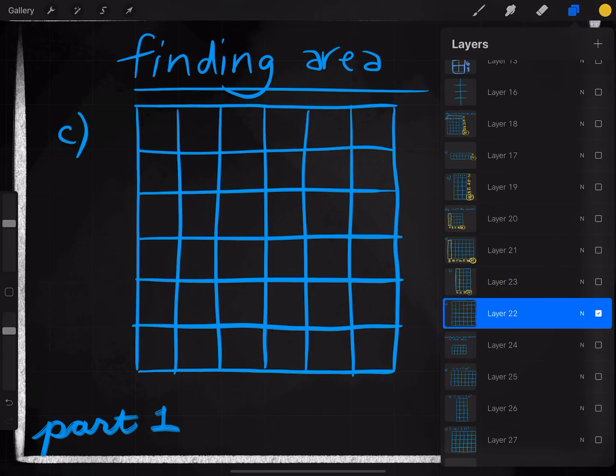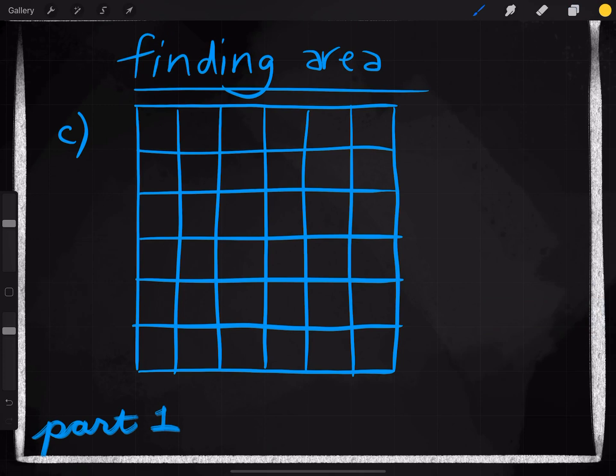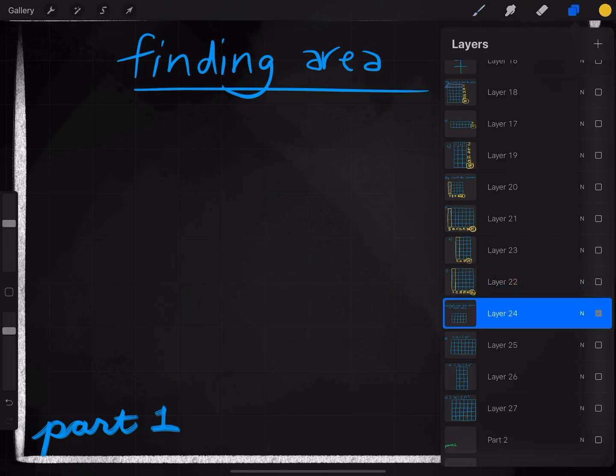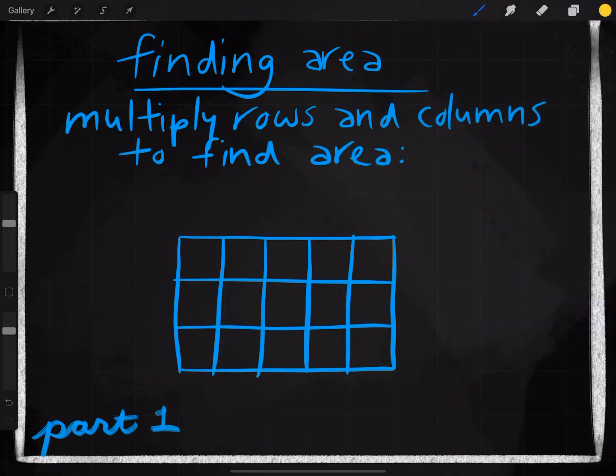Okay, and one more. Skip count the columns. Here's a column: 1, 2, 3, 4, 5, 6. Then 6, 12, 18, 24, 30, 36. That's its area. And then you might be thinking to yourself, that is kind of slow, and it could be a little slow. So you can end up just multiplying.